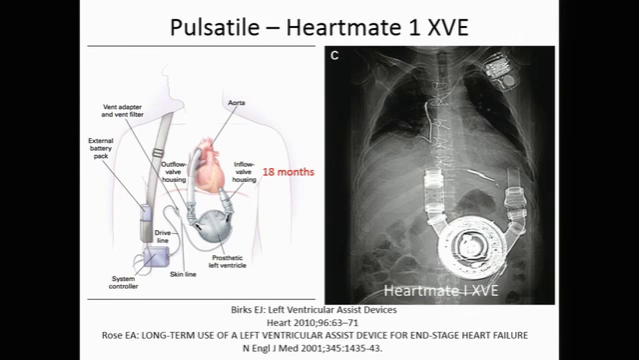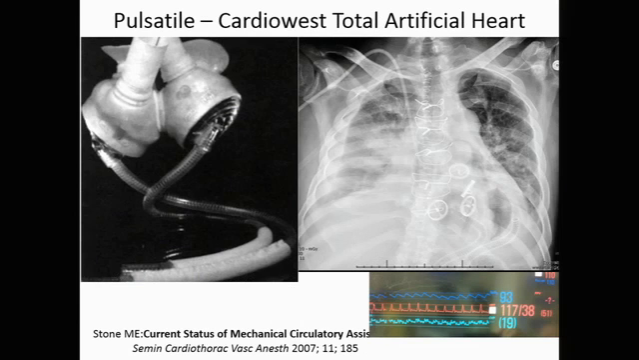What did I like about this device? I liked the fact that you did not require anticoagulation for this device. The second thing is that it basically gave the patient as much cardiac output as their right ventricle was generating. It was a fabulous device. I'm sorry it's gone, but it's gone. This is the pulsatile device of the future. It's the CardioWest Total Artificial Heart.